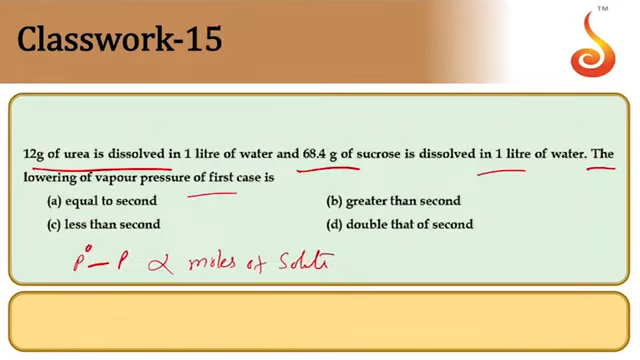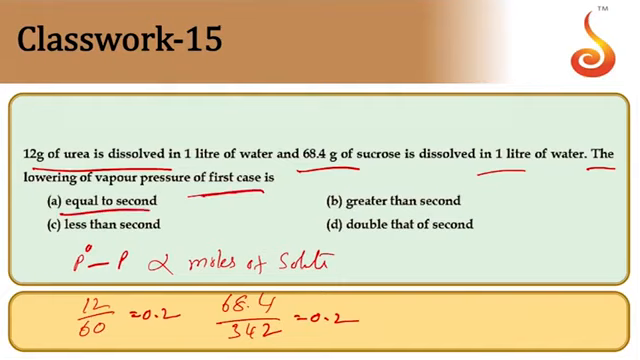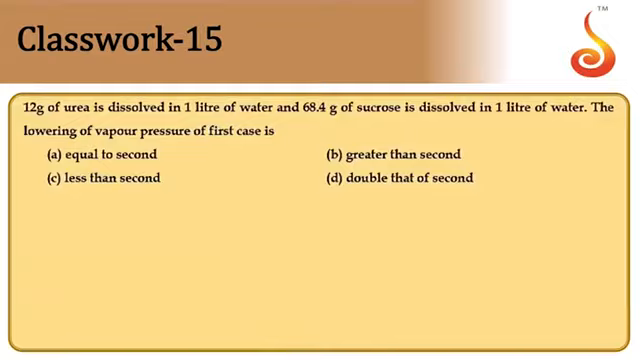So in the case of urea, number of moles will be 12 by 60. In the case of sucrose, number of moles will be 68.4 by 342. On simplification, both the values are coming as 0.2 and 0.2. Implies both are going to have the same lowering of vapor pressure. So the first case is also equal to that of the second case, lowering of vapor pressure. So with this we have come to an end, solving the questions from solutions and colligative property.